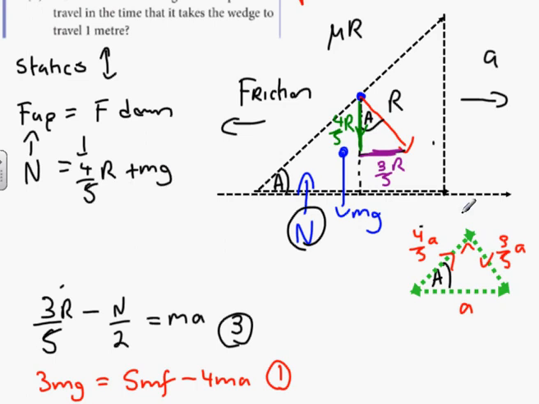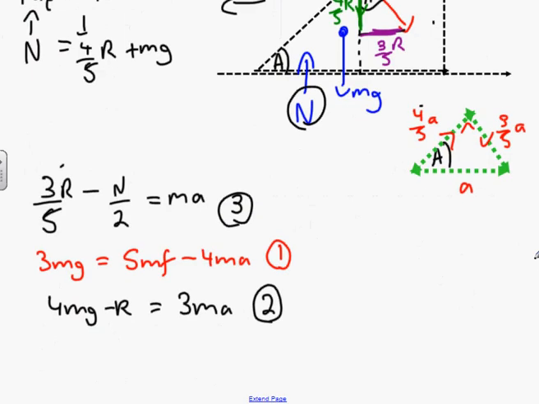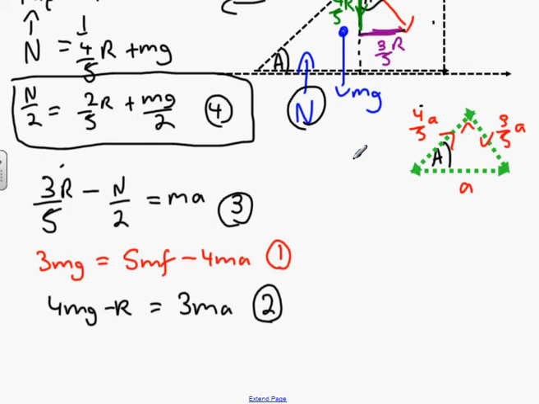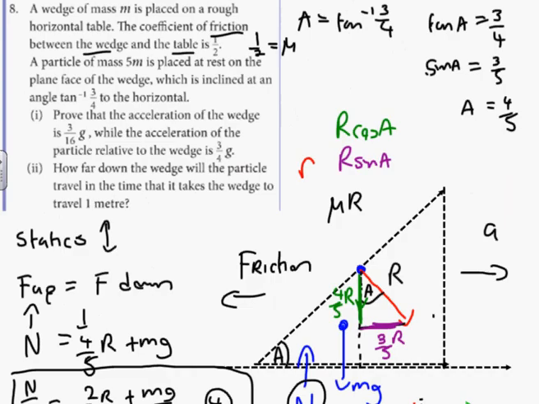Okay? Now, knowing that, what we can do now is we can modify this. So we can substitute N. So I can find out what N over 2 is quite easy. N over 2 is going to be, just going to divide that by half, what's it going to be, 2 over 5R? So just divide 4 over 5 by 2, you get 2 over 5R plus mg over 2, equation 4. Now, it wants us to find out what A and F are. Okay, so A and F.